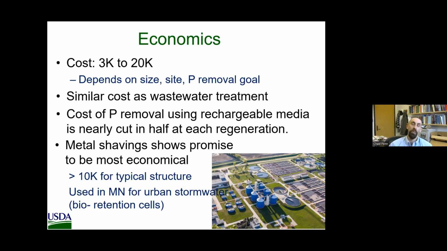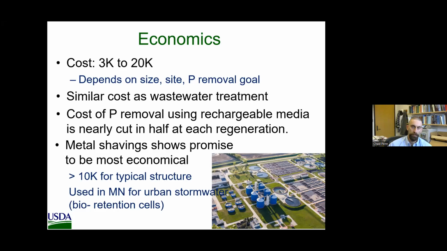So it's worth more, difficult to treat non-point. So I'm happy that we're still in that range. If you use a media that you can recharge, then every time you recharge it, you cut the cost in half at each regeneration. Like I mentioned before, metal shavings shows the most economic promise. From what I've seen so far, that's supposed to be a less than sign, not a greater sign, my mistake. Generally less than $10,000 for a typical structure with those.